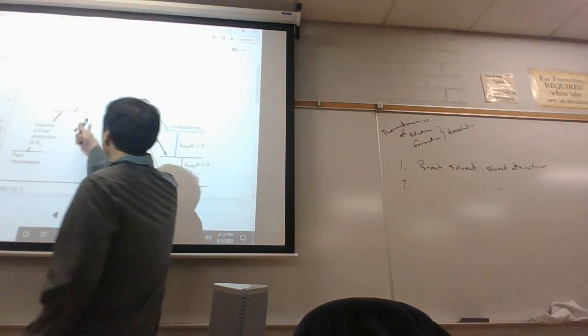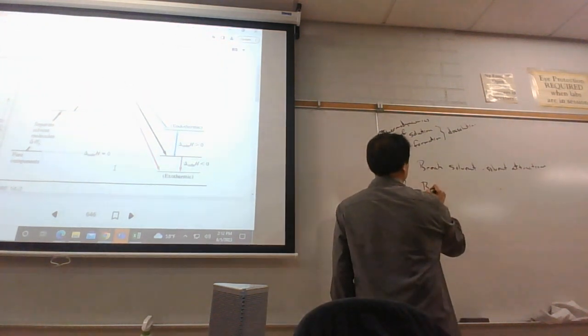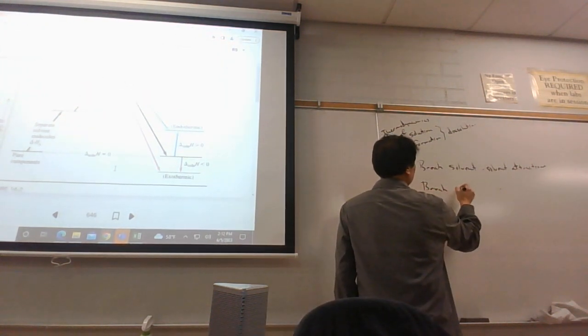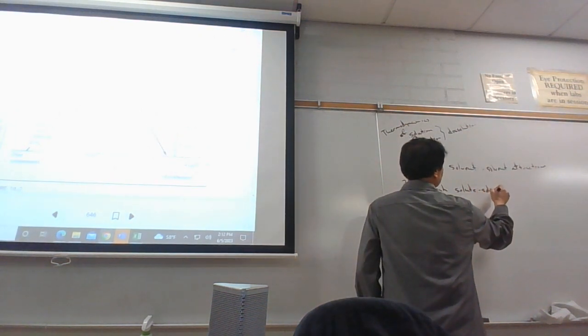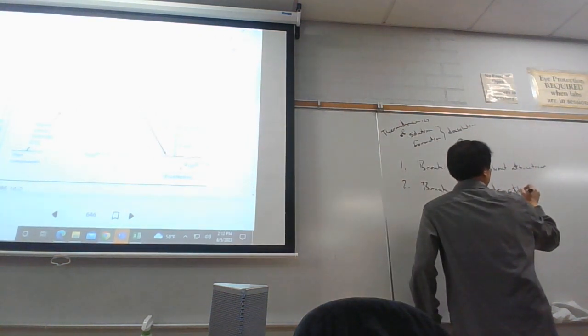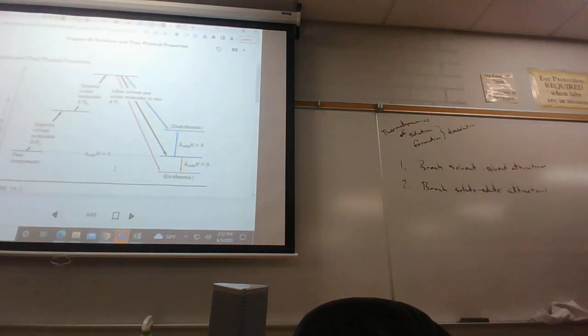Step 2, we need to separate the solute, and so we need to break solute attractions. Now, I'm going to call it attractions. It depends. It could be IMFs, like London, dipole, or H bonding, or it could actually be bonds. If it's a solid solute held together by ionic bonds, we have to break apart those ionic bonds to get it to dissolve.